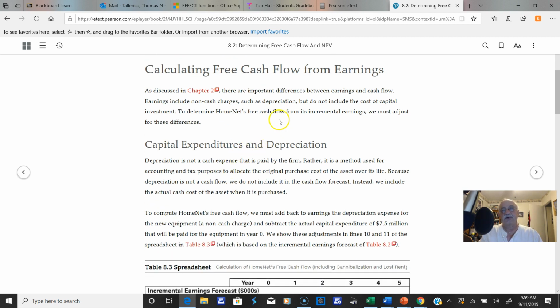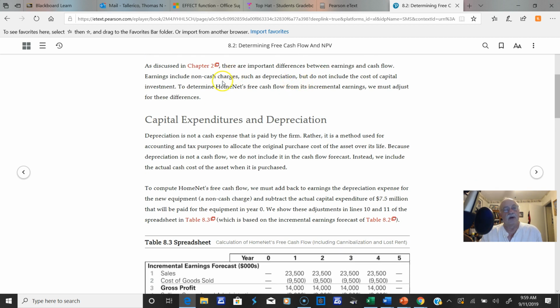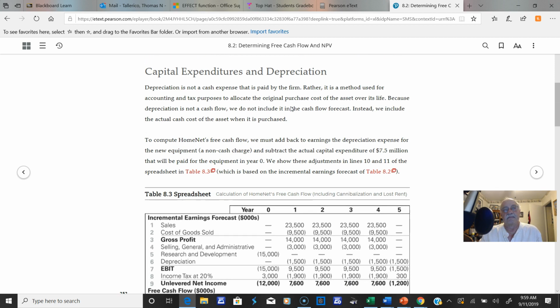As discussed in chapter 2, there are important differences between earnings and cash flow. And this is an important little blurb. Earnings include non-cash charges such as depreciation. If anybody has any questions on depreciation, you should let me know. We can discuss that. And they also don't include the cost of capital investment for that project, right? So we got to include that, and to go over what their free cash flow is from its earnings, we have to adjust for the fact that we really don't. We want to put back in depreciation and include the cost of capital.